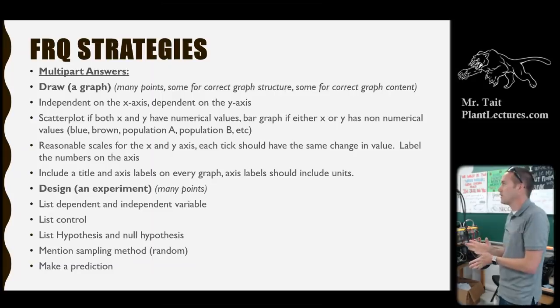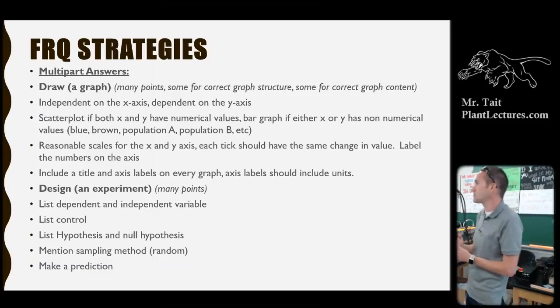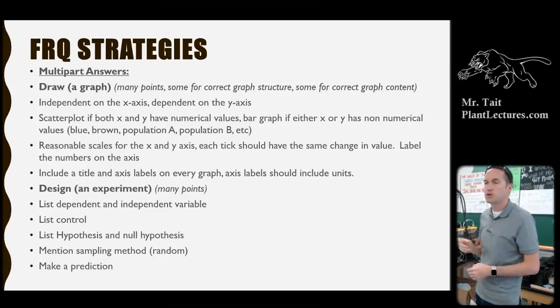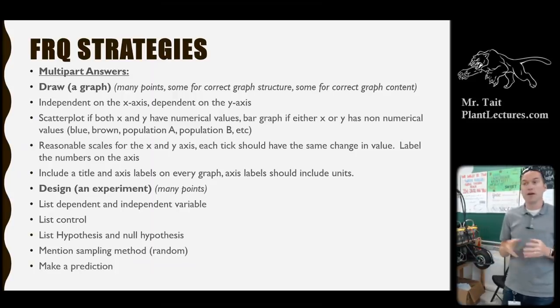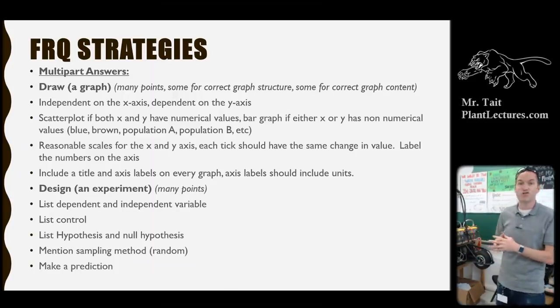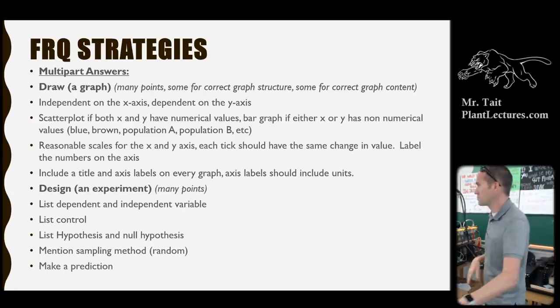Make sure you have a title and axis labels for your graph, right? And make sure you include units. There's probably going to be a point associated with this. So if you answer question 8 and it says draw a graph, right? You're going to get 1 out of 3 points, 33% of the points, for drawing a graph, putting a title on it, and labeling the axes, even if it's wrong, right? So don't give those points away.